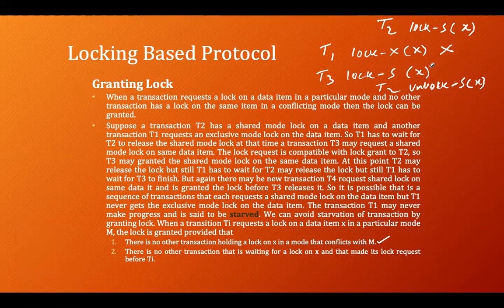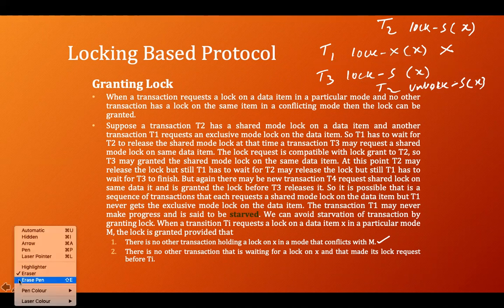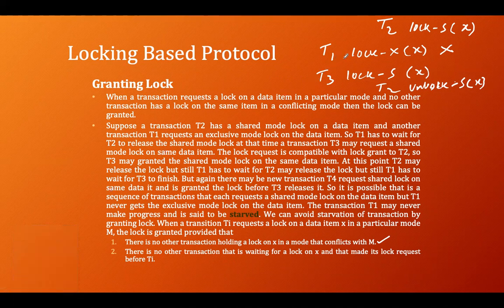Now it says that if T3 has come with the lock request on X, do we allow? So we'll go to the second part. The second part says that there is no other transaction that is waiting for the lock on X and that made its lock request before Ti. So if T3 is requesting S, even though there is no conflict with the lock, the lock manager has to see whether there is any prior request on X. If there is a prior request, T1 is already requesting here. So there is a request.